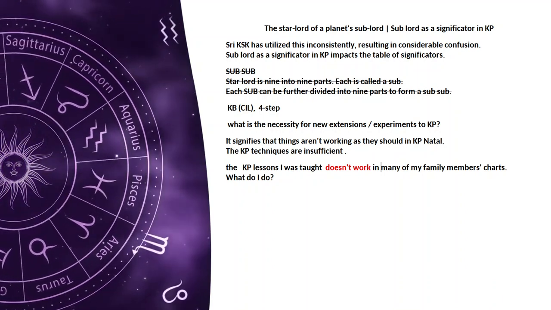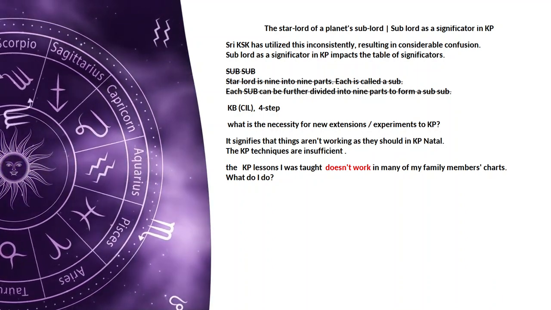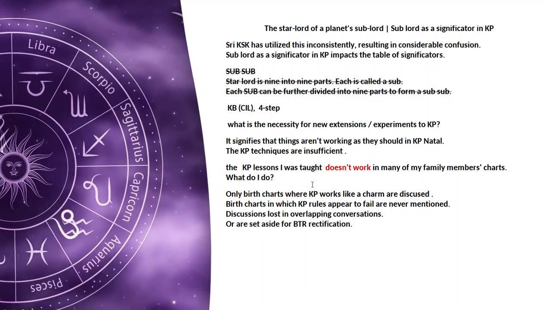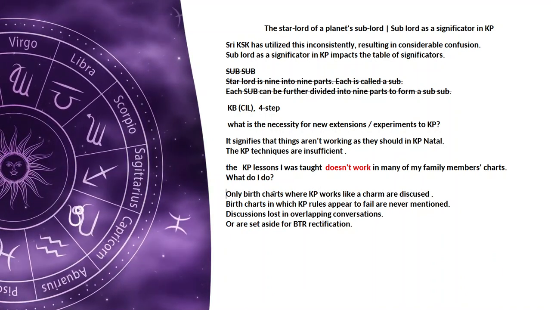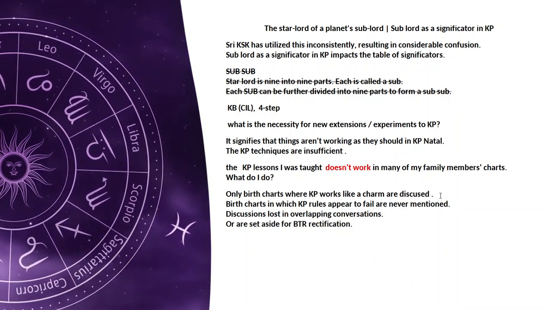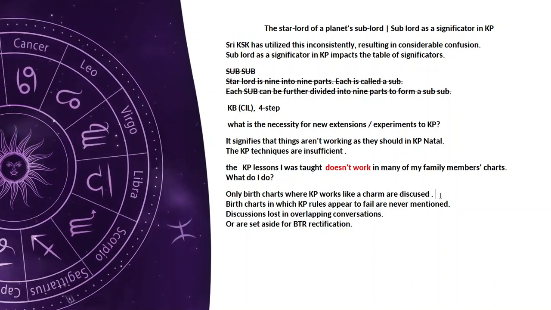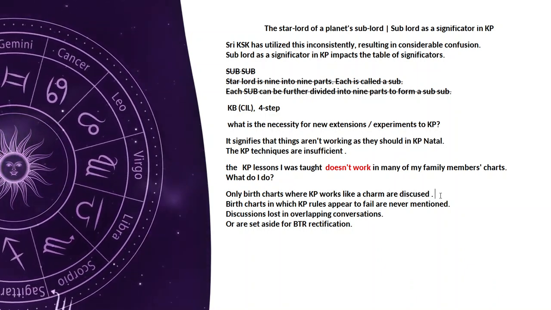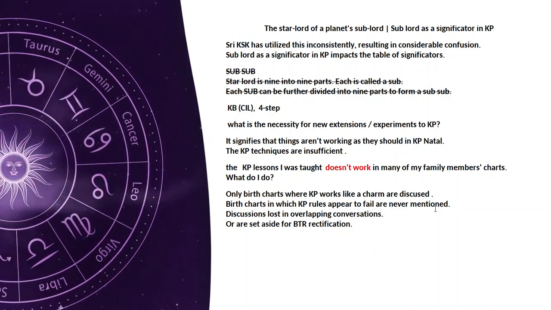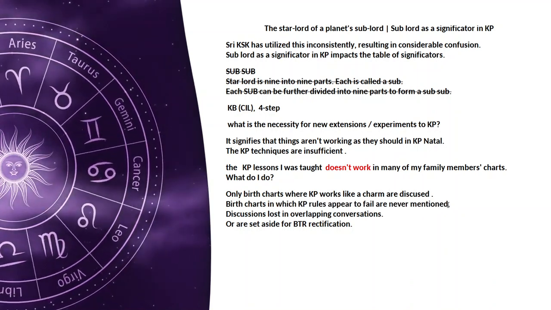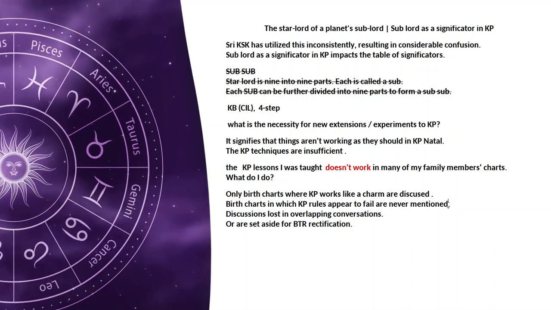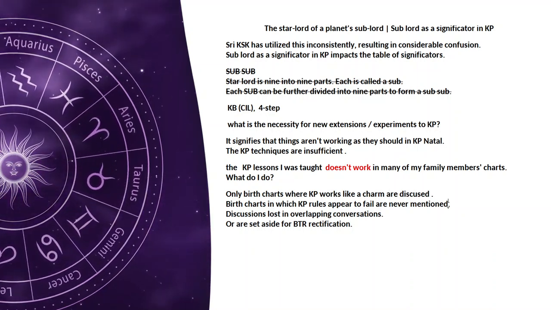But in a typical online class, what I have noticed is that only the birth charts where KP works like a charm are discussed. This is what happens in a typical online KP class. Only those birth charts are discussed where KP rules are working 100%. The birth charts where KP rules appear to fail are never mentioned or discussed. This is one of the major drawbacks of most online KP classes.